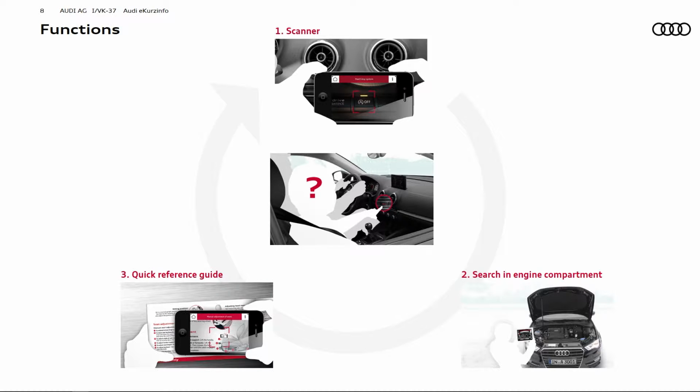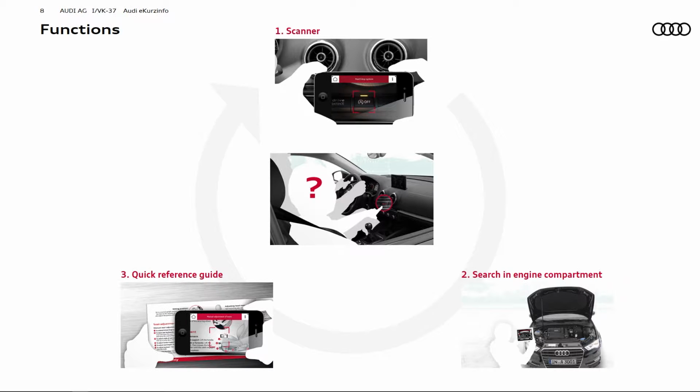So the first one is the scanner mode. You can just hold the camera of your phone onto any lever, any knob, any button in the cockpit view. The app will recognize this function and will then display some information about how the function works and how you can use it. And it also works with warning lamps.